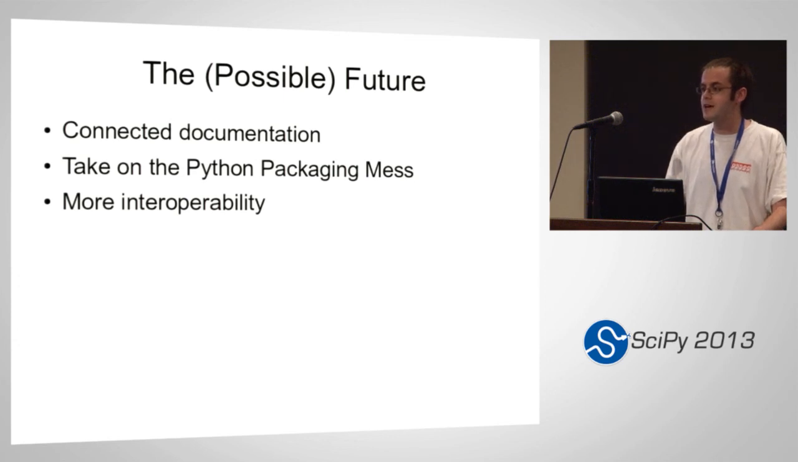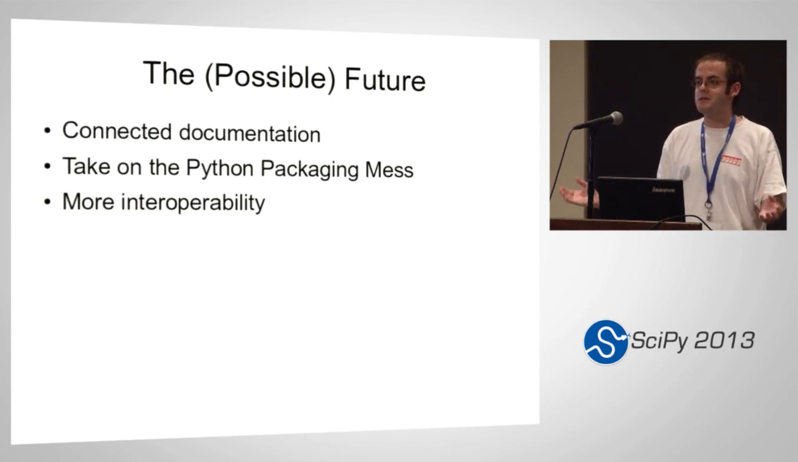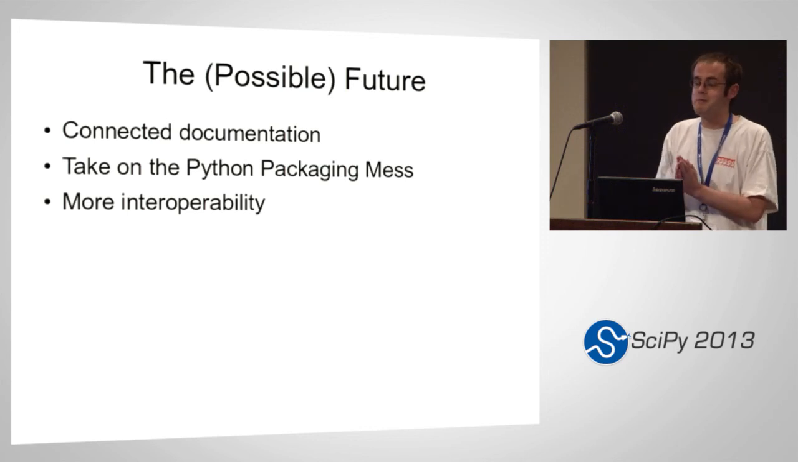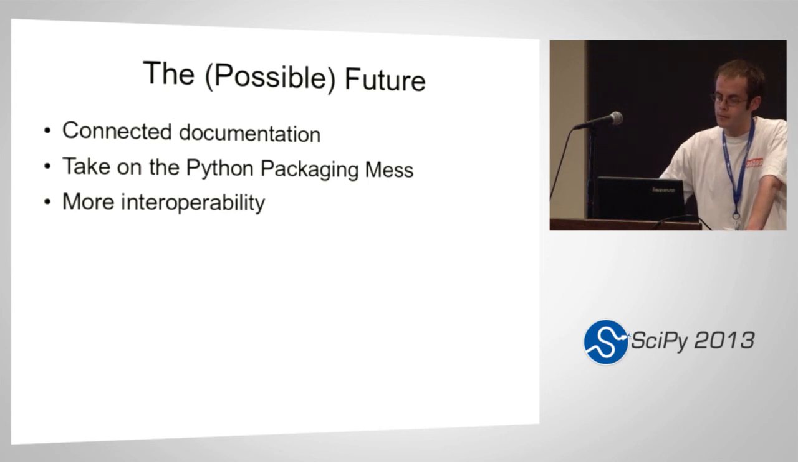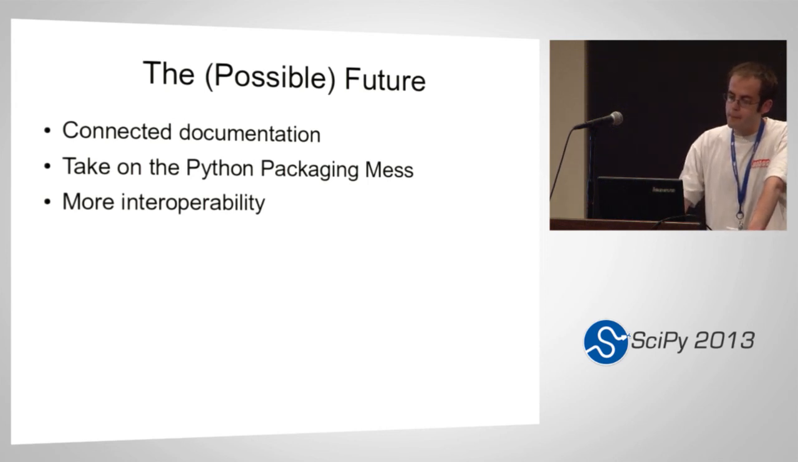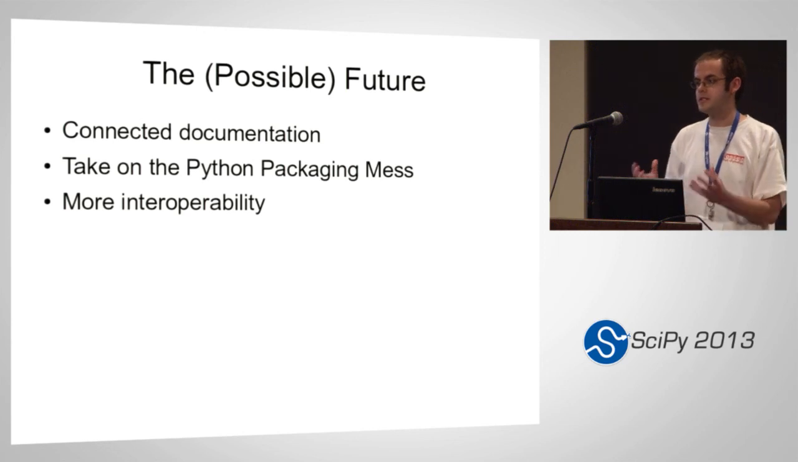More ambitiously, we could take on the Python packaging mess, as it's been called. So if you've used R, you'll know that when you install a package in R, it generally works quite reliably. It just goes and fetches it from CRAN. Admittedly, it's got a rather smaller set of packages than Python has to work with, but there's also things they do, like ensuring that every package has a Windows and a Mac binary build, so it's much more reliable to install things, and potentially more interoperability between packages.